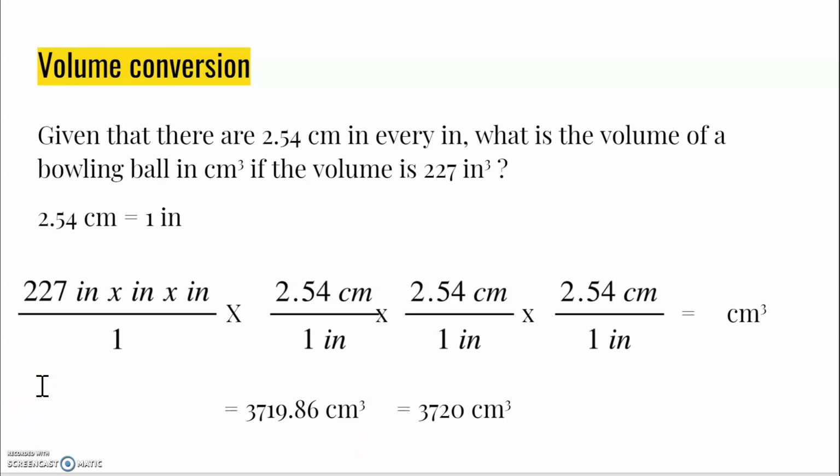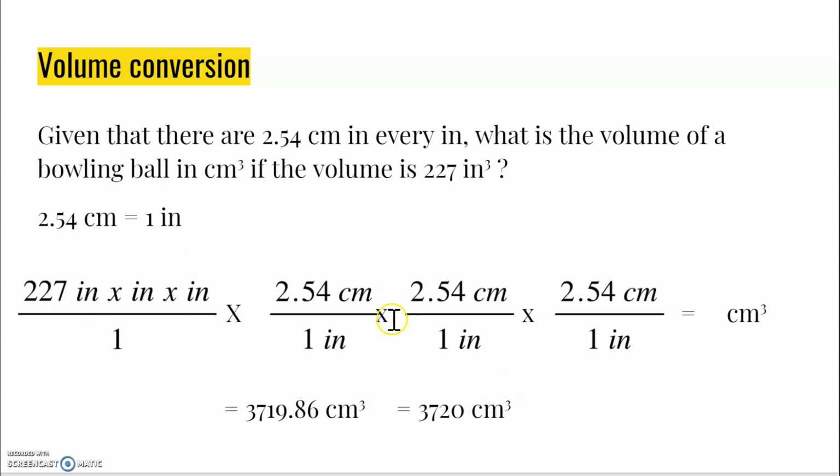This is multiplication, so I just count them. So there were 3 here, 3 here, 3 here, 3 here. These ones don't count with sig figs, so I have 3 sig figs, and now I have to round this to 3,720 centimeters cubed, and I'm done, except I need to also check my answer.